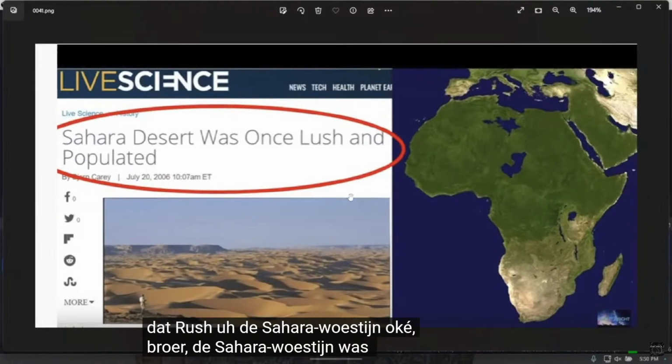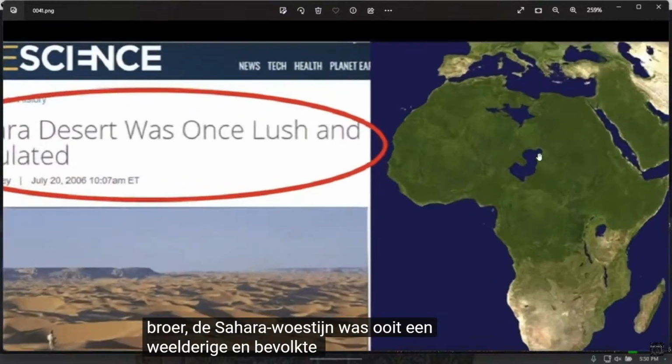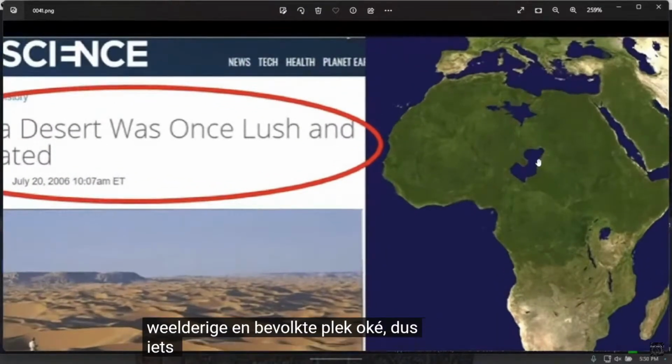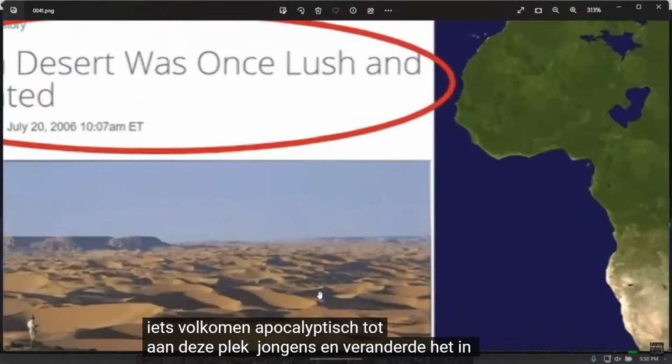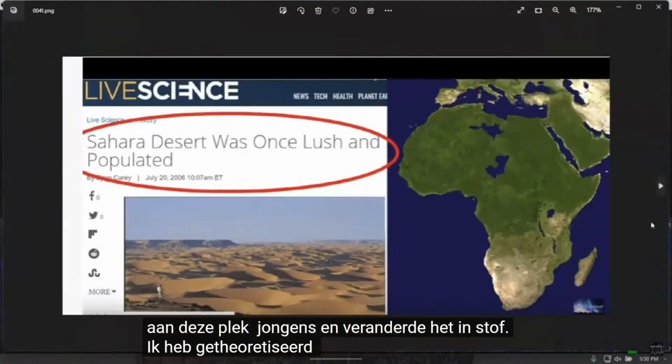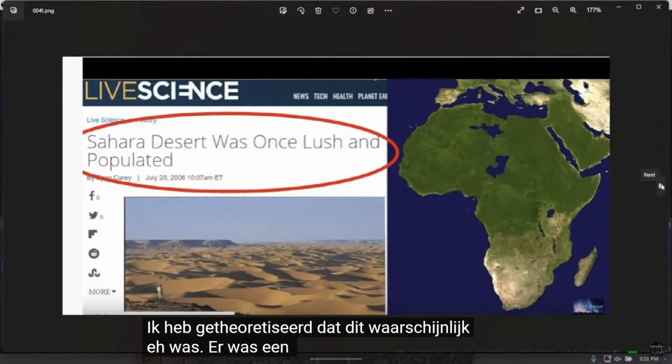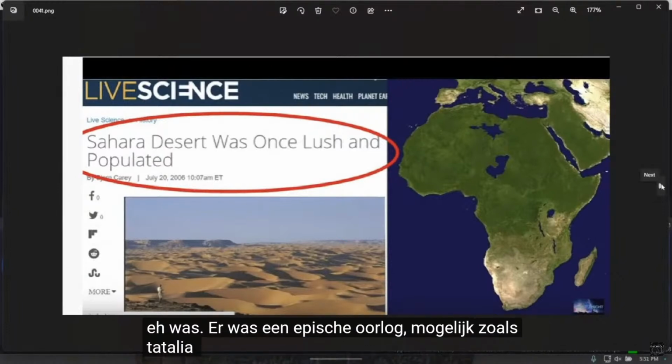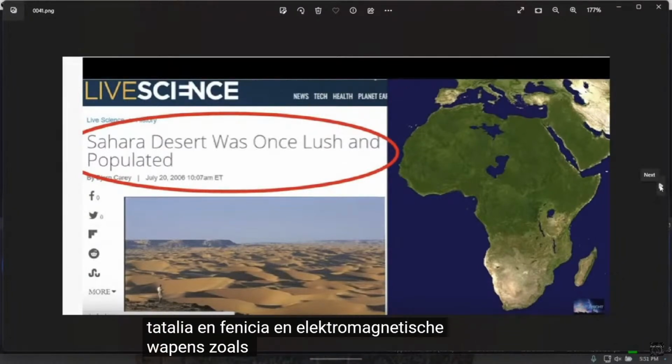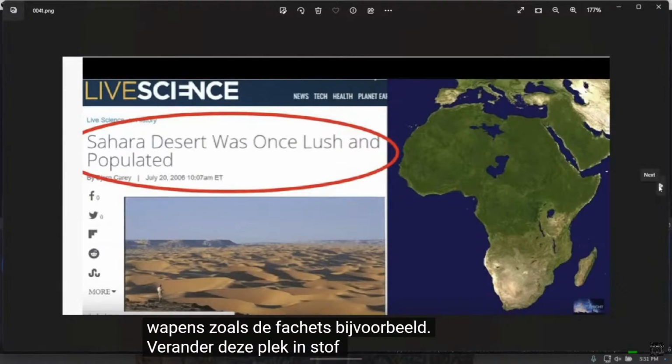The Sahara Desert was once a lush and populated place, okay? So something completely apocalyptic happened to this place, guys, and turned it to dust. I have theorized that there was possibly an epic war, like Tartaria and Phoenicia, and electromagnetic weaponry, like the fasces, for example, turned this place to dust, because it is dust.